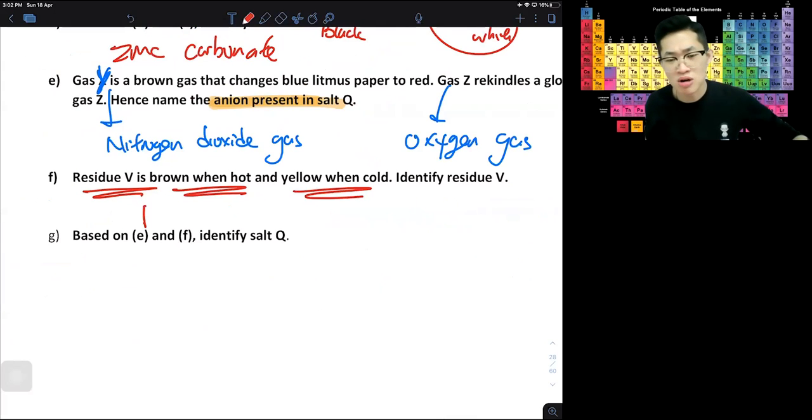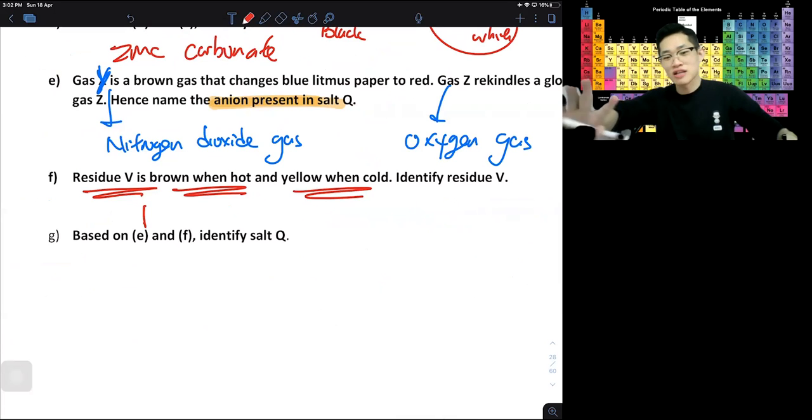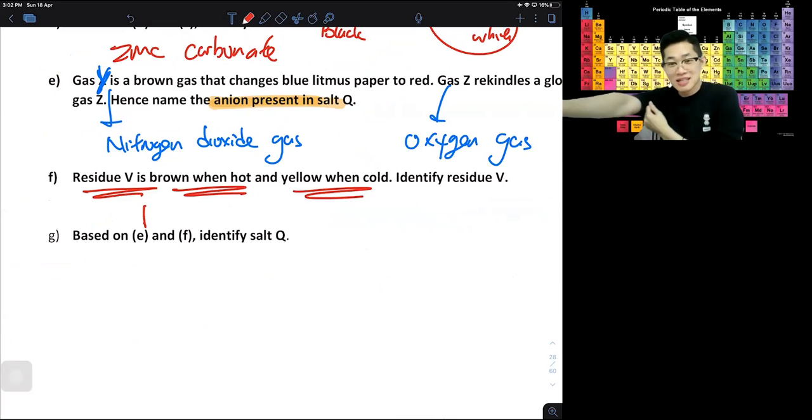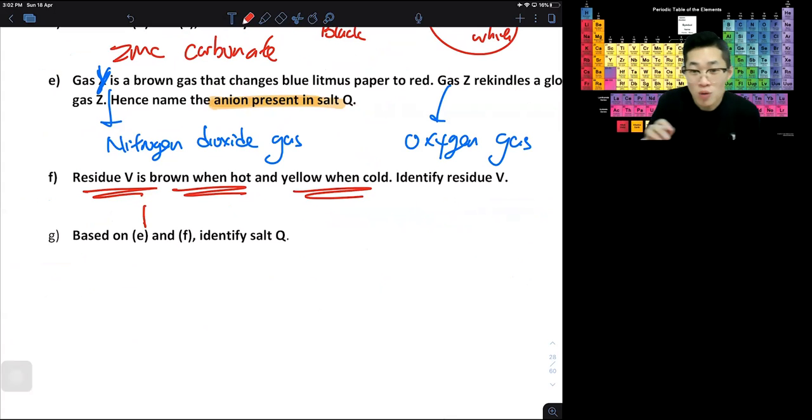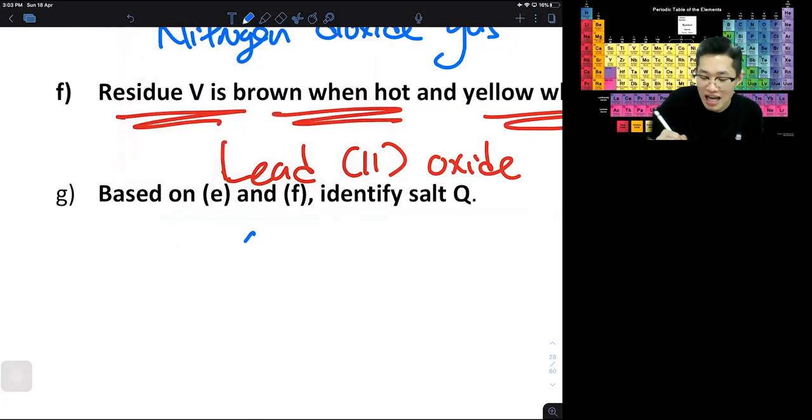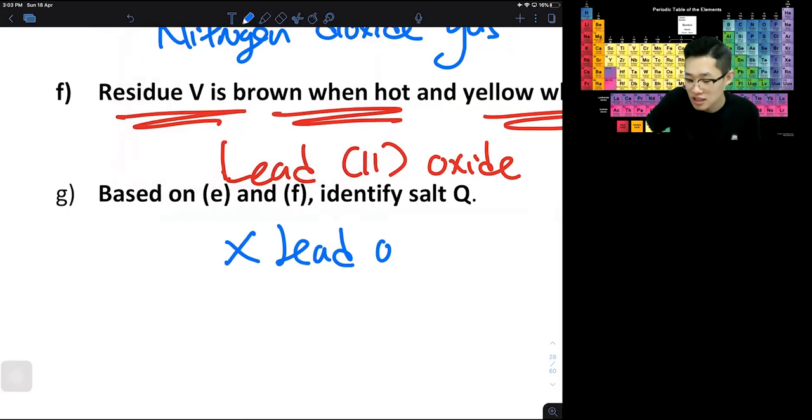What is the name of PbO? What do we call PbO? We are writing the name. What is PbO? You see, many of you are going to get the wrong answer. It is lead 2 oxide. Never write lead oxide only.